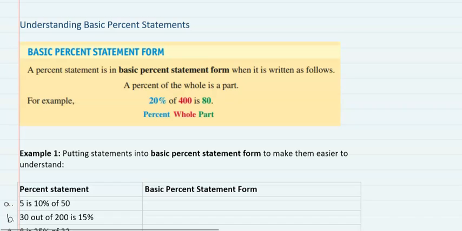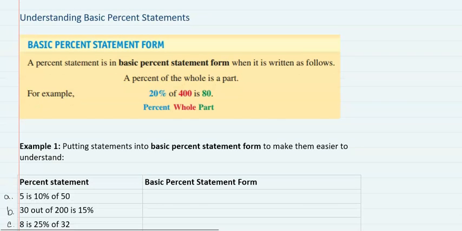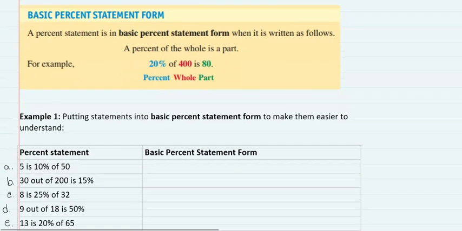So first, we're going to talk about basic percent statements and how to understand them. A percent statement is in basic percent statement form when it's written like this: a percent of the whole is a part. So we have percent of whole is part. Okay, so let's try to keep that in mind as we do these next few problems. So we're going to put these statements down here into basic percent statement form.